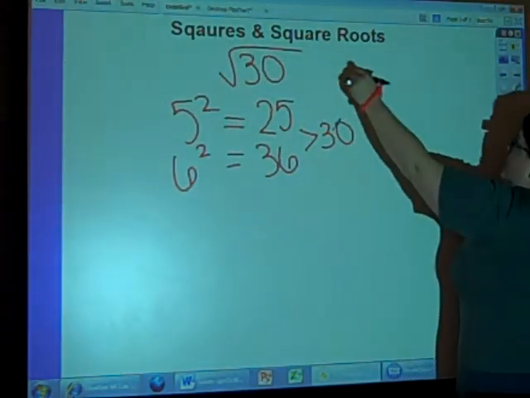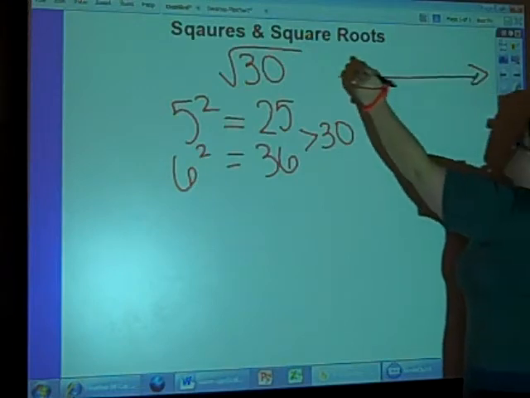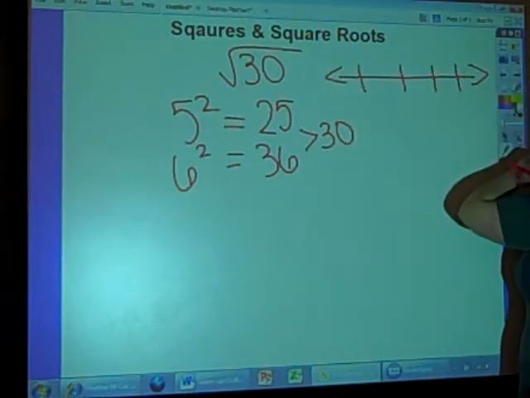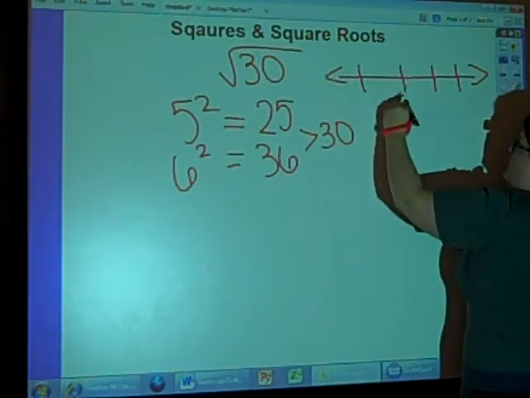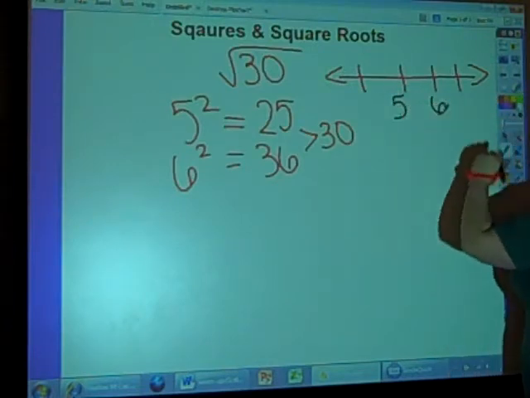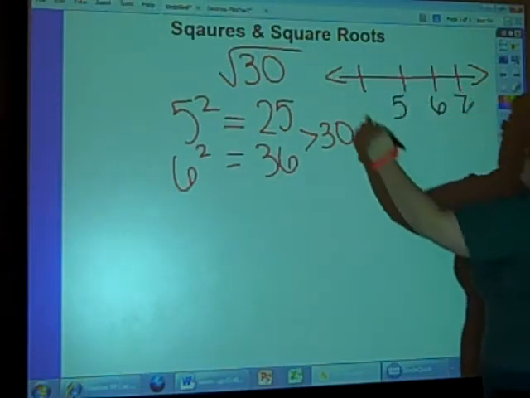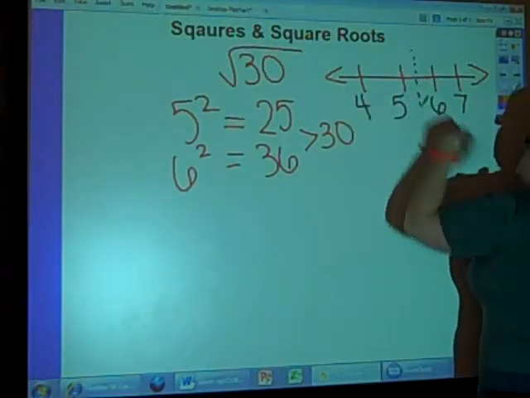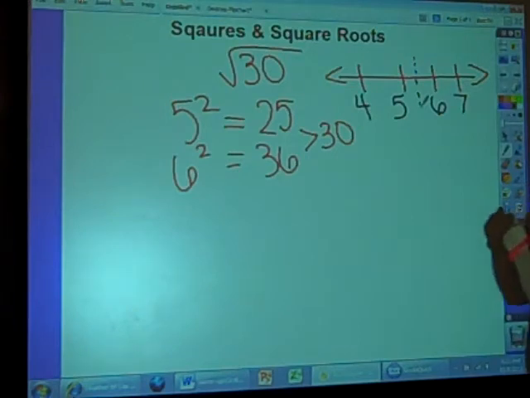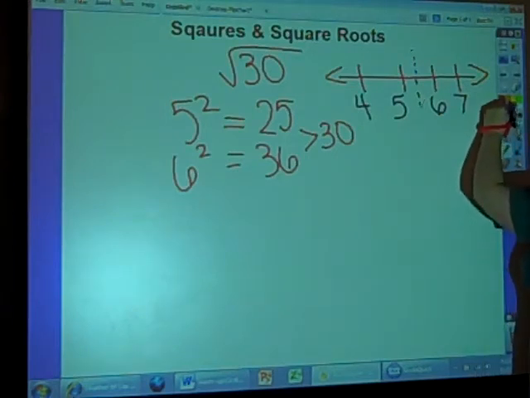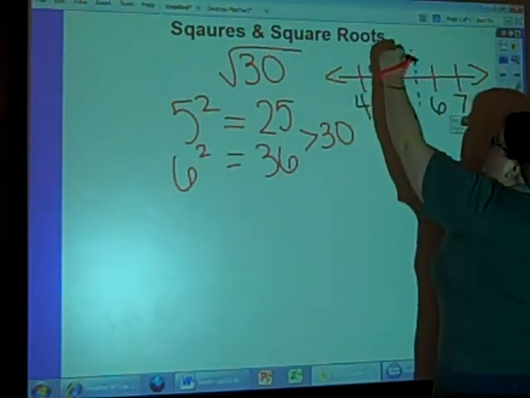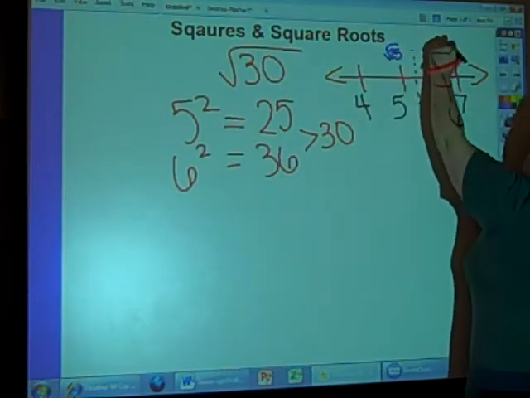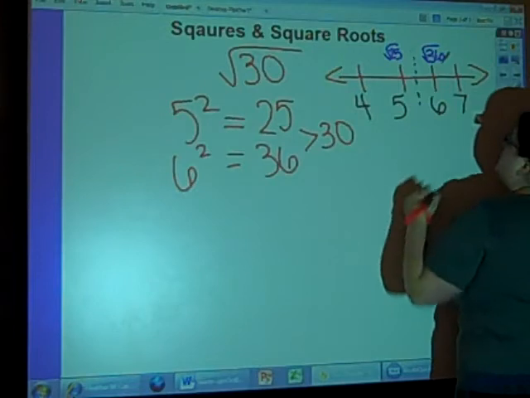So we want to plot that with 4 points. We start with what it's in between, in the middle: 1 more than 6 is 7, 1 less than 5 is 4. Give the halfway point as best as you can. Above the 5, we would plot the square root of 25. And above the 6, we would plot the square root of 36.